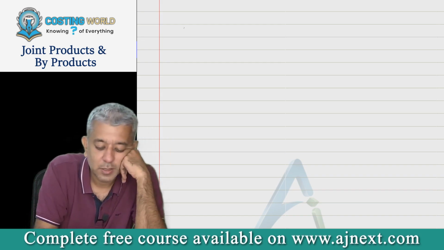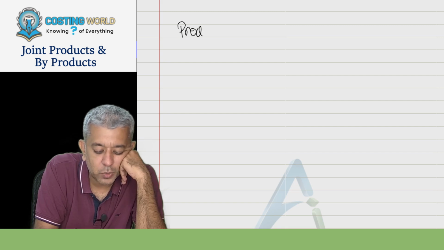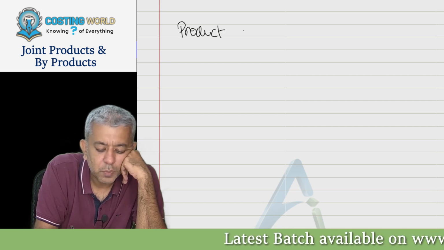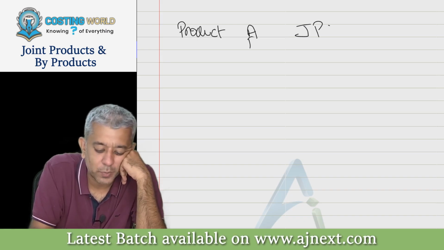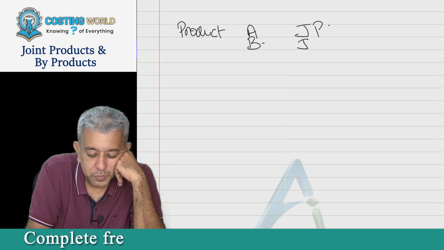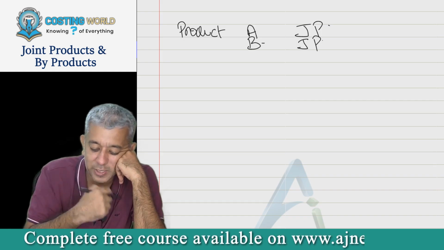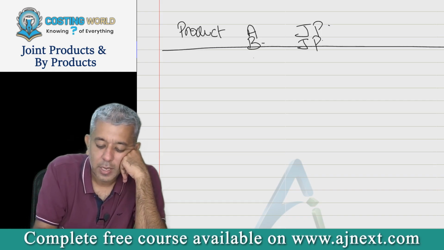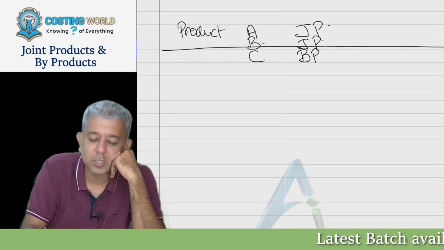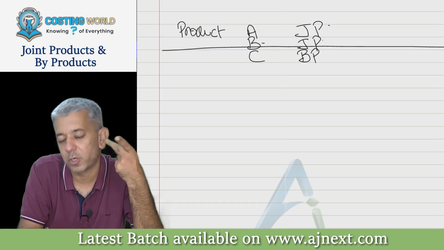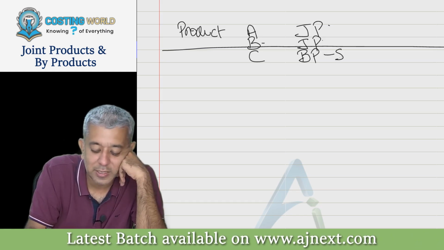Something like this. I produce product A, and I'm saying it is my joint product. I produce product B. I'm saying it is my joint product. Okay. I produce product C. I'm saying it is my byproduct. Sir, byproduct can be treated as joint product or as scrap. Correct. I treat it like scrap. Okay.